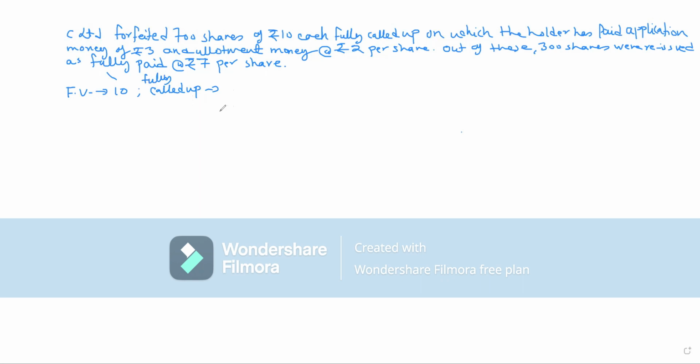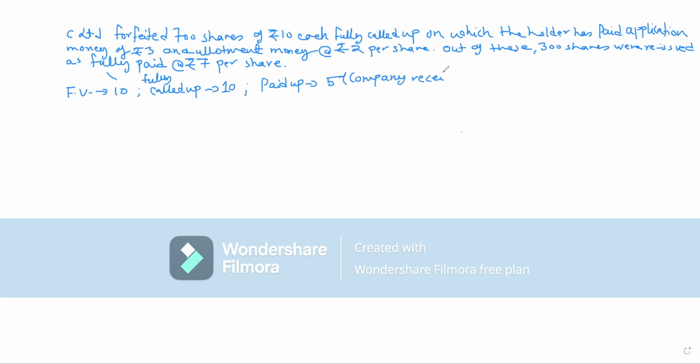Fully called up means that whatever your face value is, 10 in this sum, you have called up the full rupees 10. Now the holder has paid application 3 and allotment 2. This means called up is 10, and how much is paid up? Paid up means how much the company has received: rupees 5. Paid up means the company received 5.